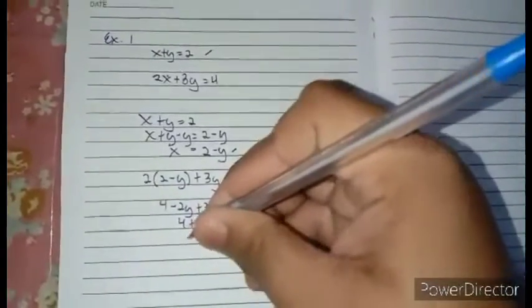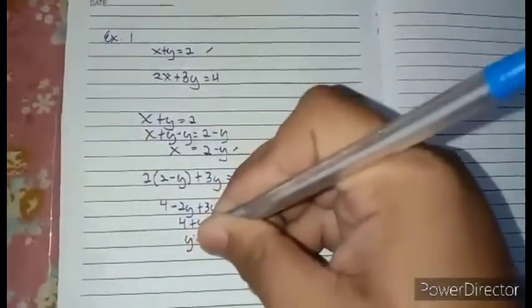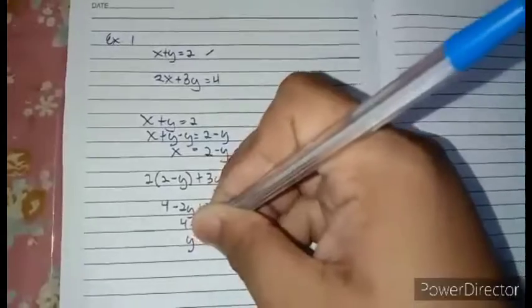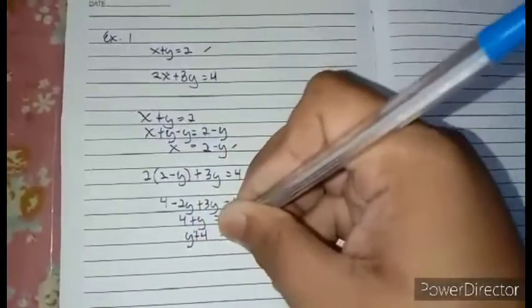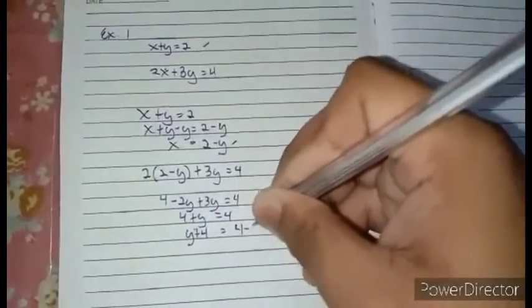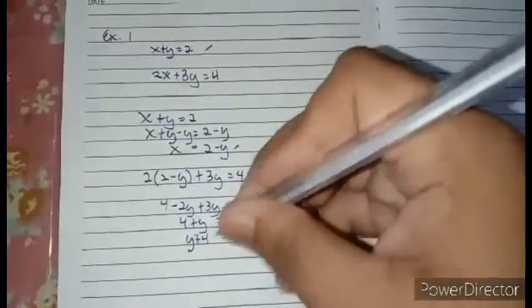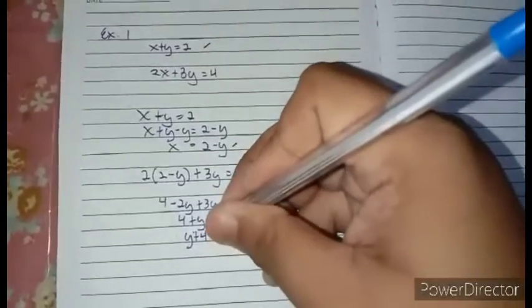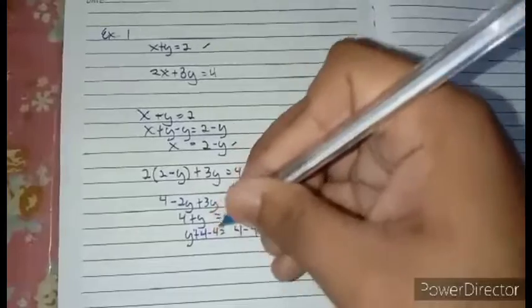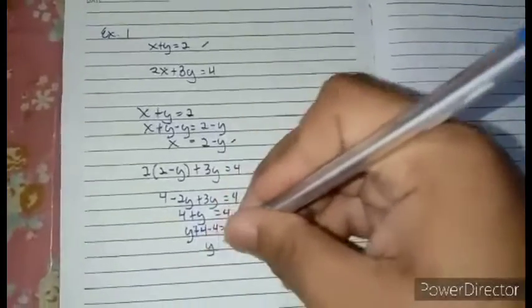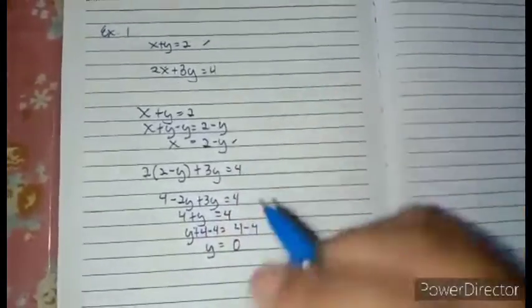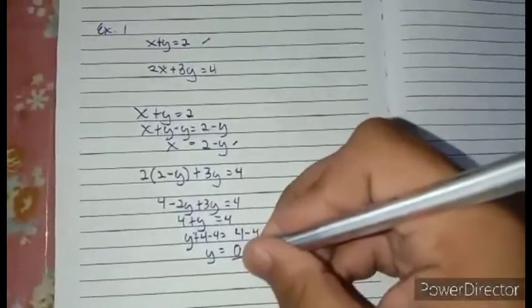To get the value of y, we need to move the positive 4 to the other side, so it will become negative 4. So y plus 4 equals 4 minus 4. Then we also need to copy the negative 4 here to the first equation. Then y equals 0. So there we have the value of y.